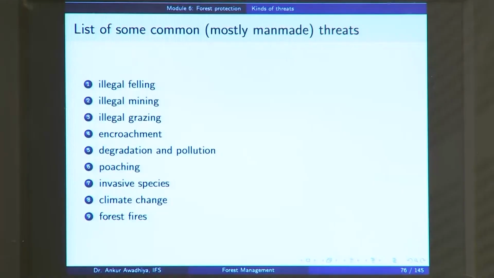Also, there have been situations in which certain industries release their pollutants either into the rivers or dump them in the forests, and once that happens, because of the toxic impacts of certain waste products, animals die, plants die, and you see a degradation in the habitat. So, degradation and pollution are also major threats to forests, which are mostly man-made.